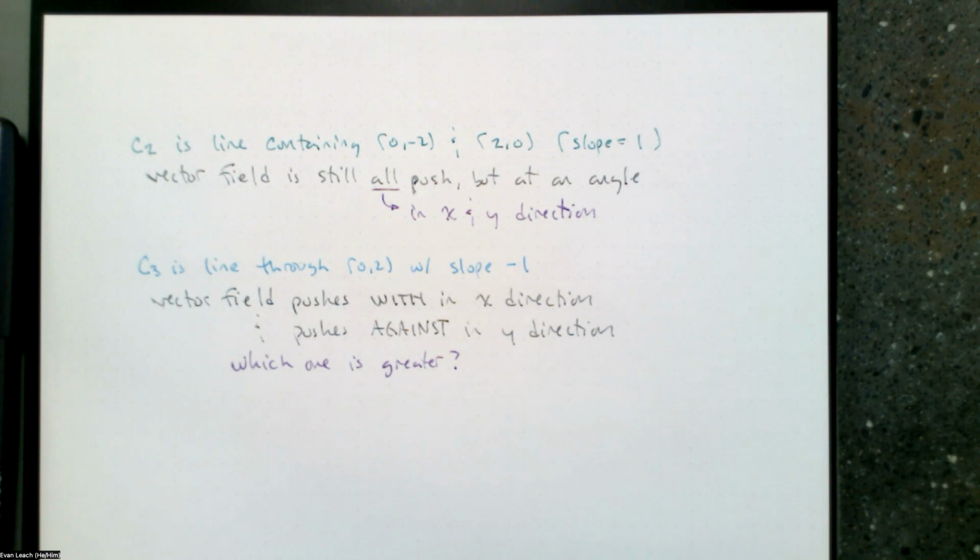That raises a question, which one is greater? Is the push in the x direction more than the push in the y direction? We might look at it and say, well, the vector field is 2j plus 1i, and the direction of the path is 1i minus 1j. So it looks like they cancel out exactly.